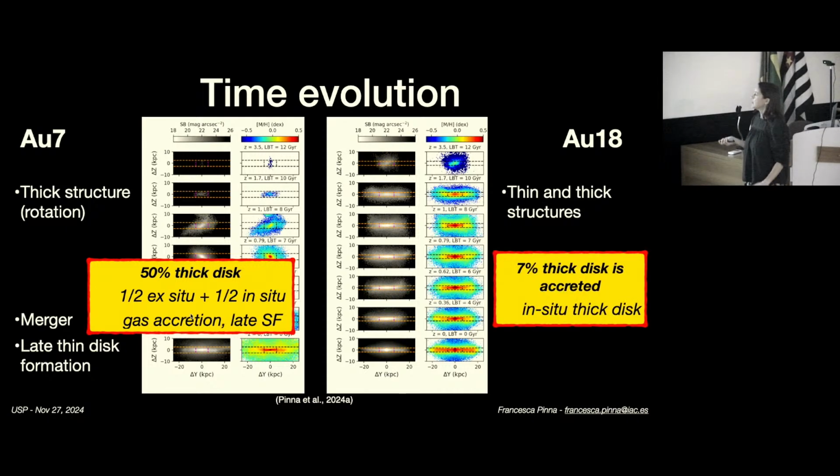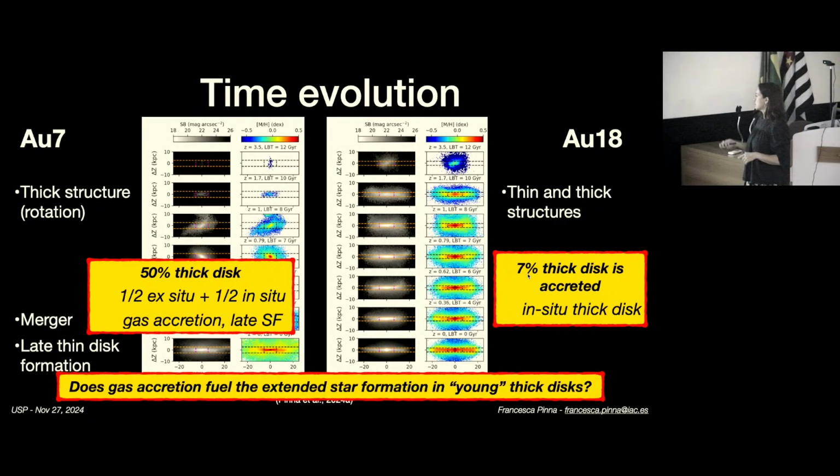In the other galaxy, instead, we have a low accretion fraction. This thick disk in this galaxy is mostly formed in situ, with only 7% of the stars accreted. So, an in situ thick disk. The idea of gas accretion is very important to understand that probably this is how we can fuel the recent star formation also in the thick disk.